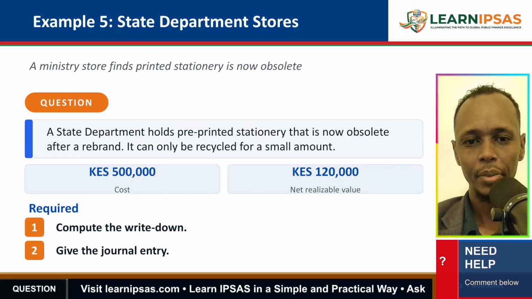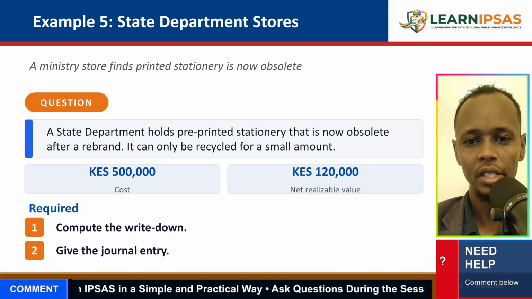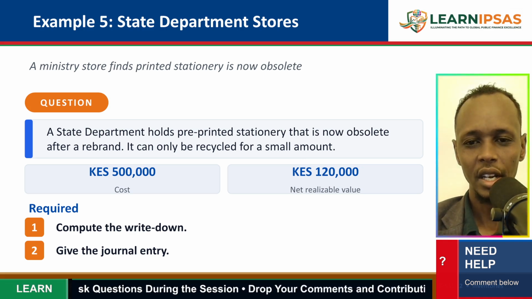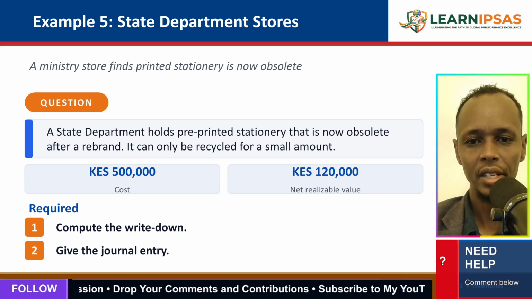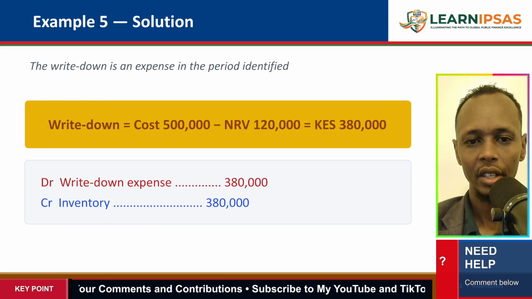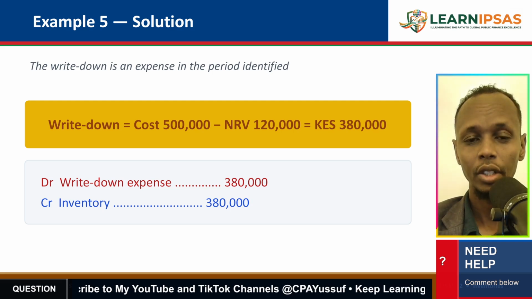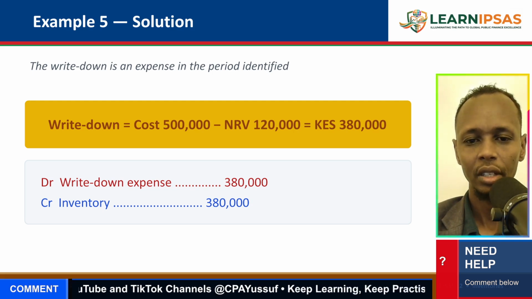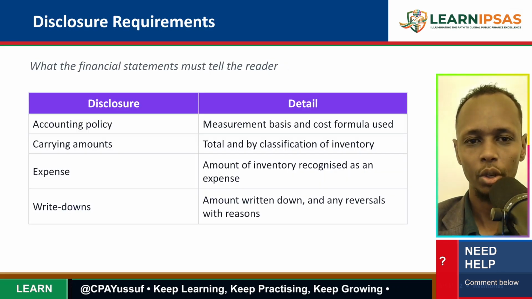So a state department holds pre-printed stationery that's now obsolete. After a reprint, it can only be recycled for a small amount. So compute the write-down and give the journal entries. Initially the cost is 500,000. Current cost or net realizable value is 120,000. The difference is about 380,000. So debit expense 380,000, credit inventory 380,000. Okay, that is the Example 5 solution.